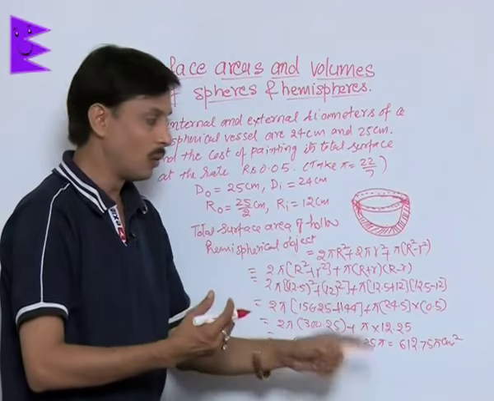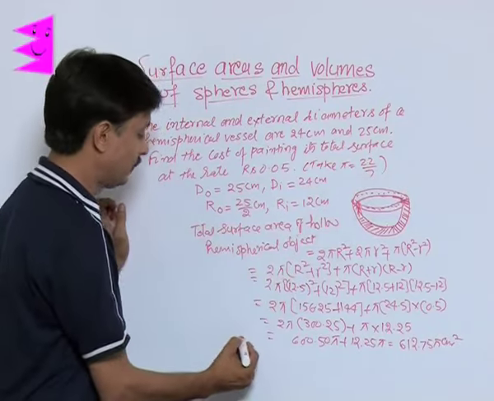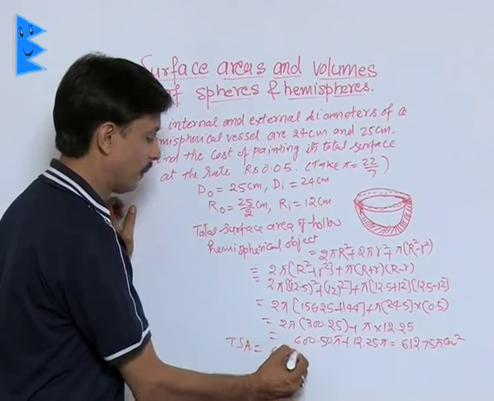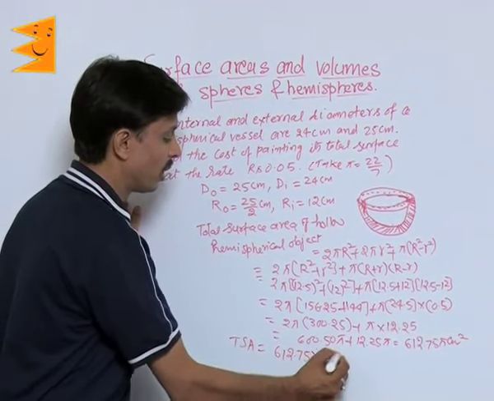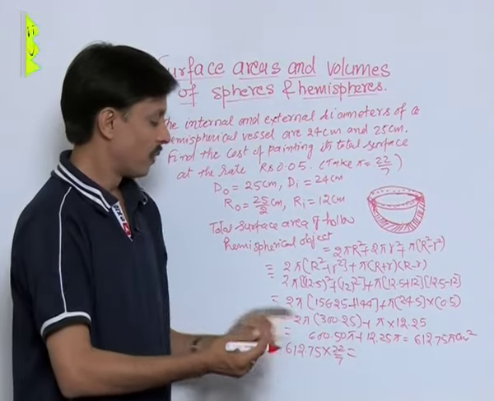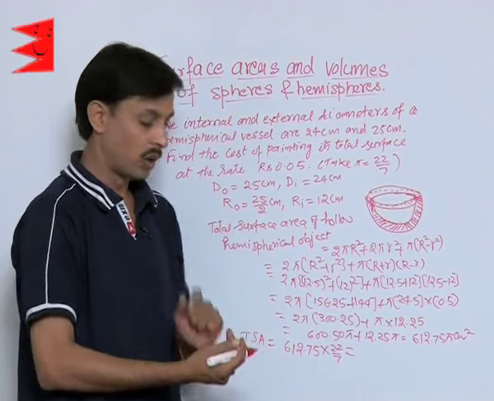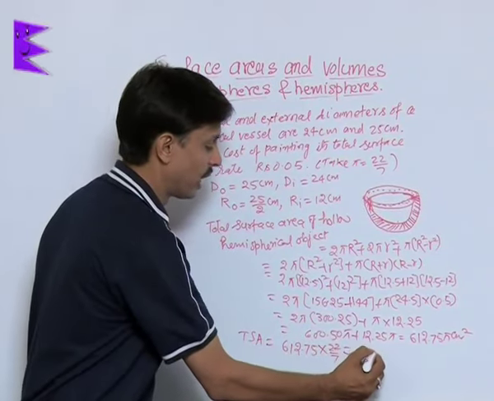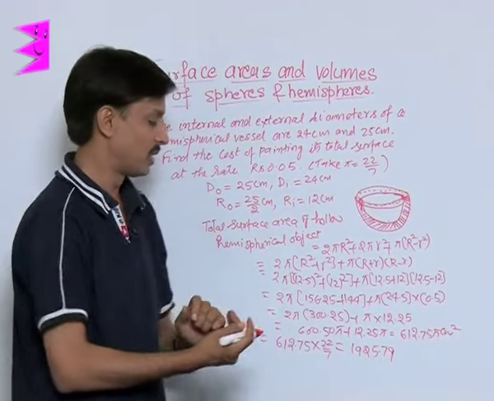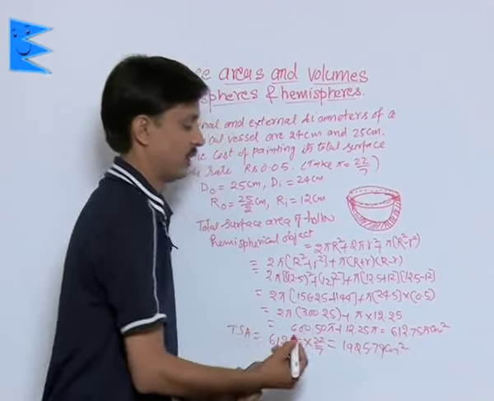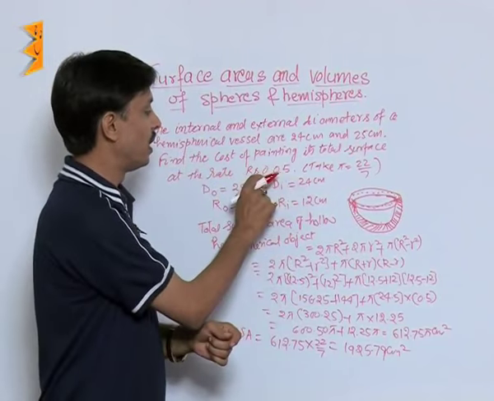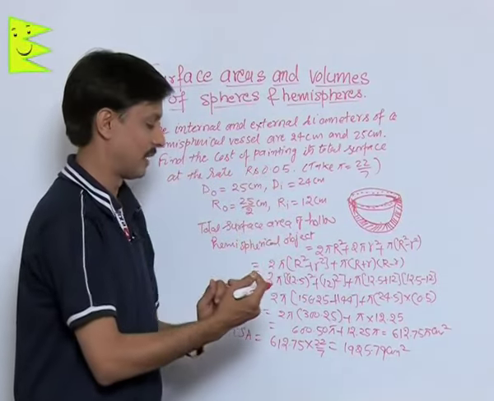If I put the value of pi to be used as 22/7, then the answer of TSA in the final form will come 612.75 into 22/7. So first we will multiply it by 22 and then we will divide it by what? 7. So it will be 1925.79 centimeter square. Cost of painting of 1 centimeter square is rupees 0.05, that is 5 paisa.